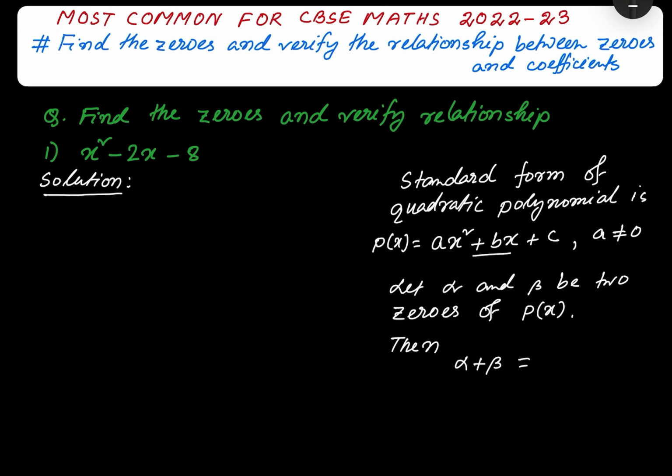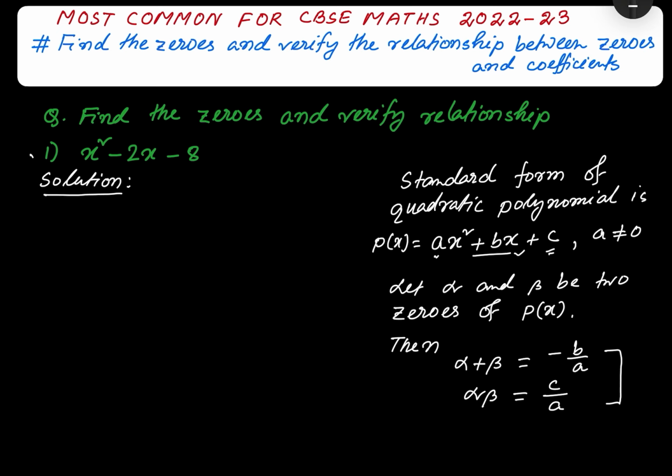that means sum of the zeros, is minus b by a, where b is the coefficient of x and a is the coefficient of x square. Okay, and alpha beta, that is the product of the zeros, is c by a. That means c is the constant term over here, and a is the coefficient of x square. These two are the relationship between zeros and coefficients.